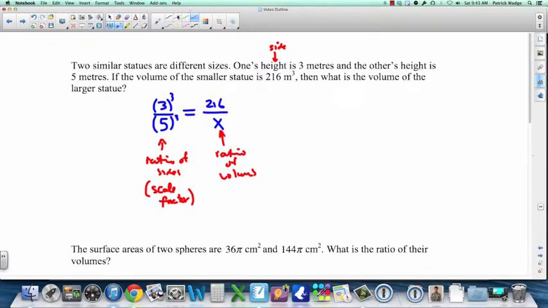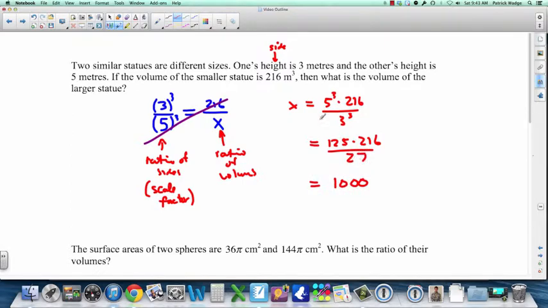So now we can solve this. We will cross multiply, and we will get x equals 5 cubed times 216, all divided by the one left over, which is 3 cubed. So that's 125 times 216 divided by 27. And if you do that, it works out to a wonderful number, 1,000. 1,000 what? Well, this was 216 meters cubed, so it's 1,000 meters cubed. The big statue has a volume of 1,000 meters cubed.